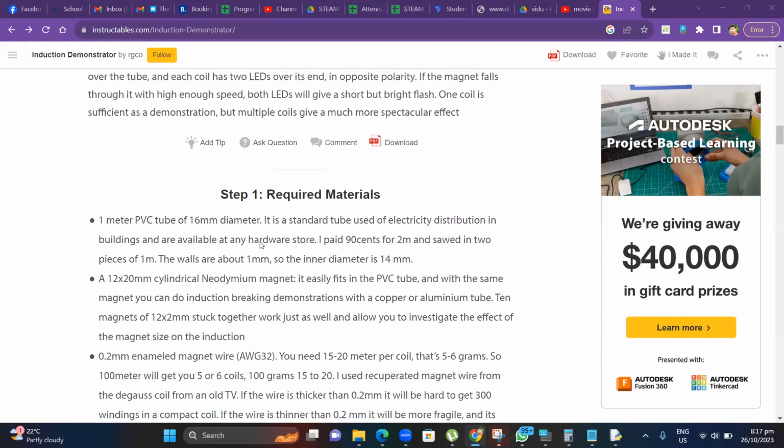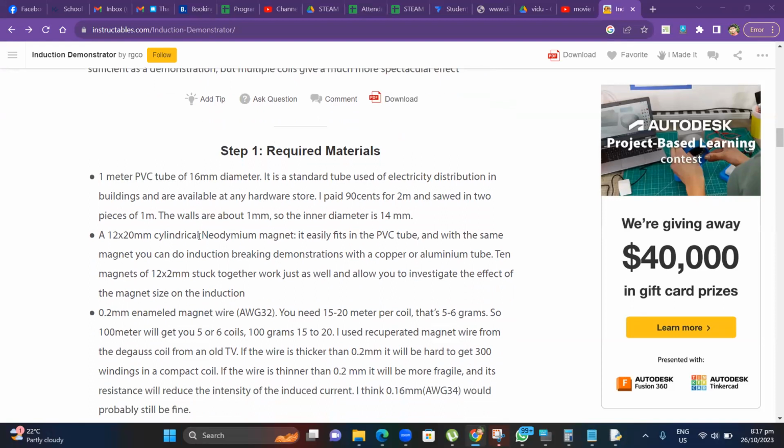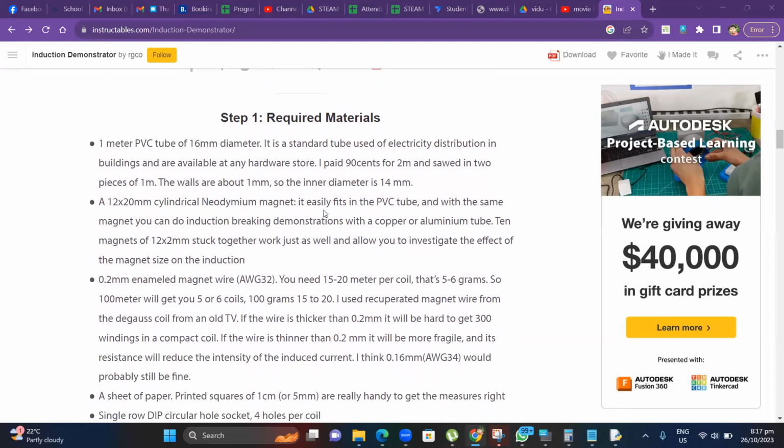Okay, that's what we are going to test now. Here, these measurements that they have given are right, right? So that's why I said that the measurements given in the book sometimes won't let you see a proper result. So you try with this. Okay, 1 meter PVC tube, 16 millimeter diameter, right? So you have to take a 1 meter PVC tube.